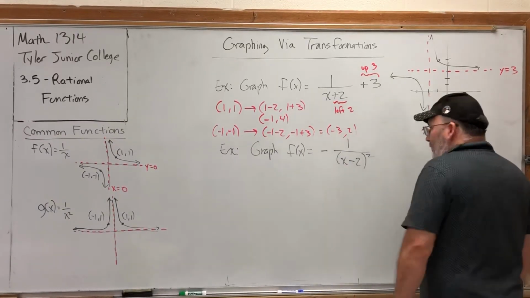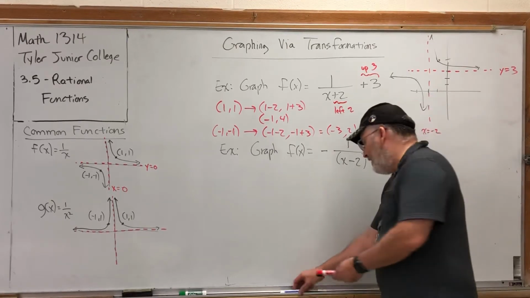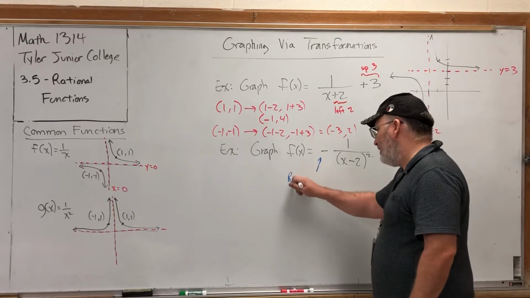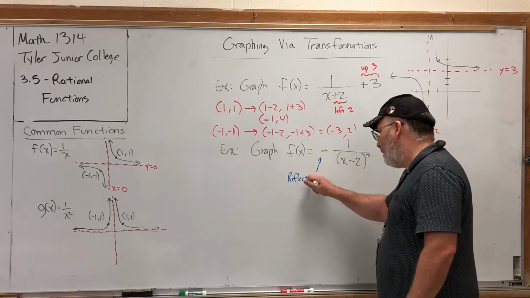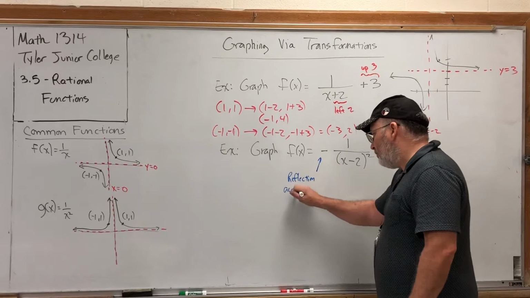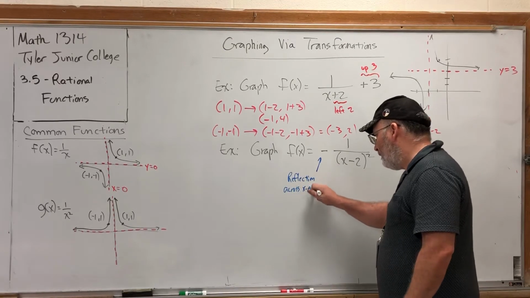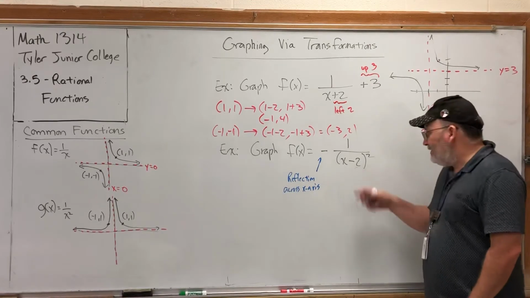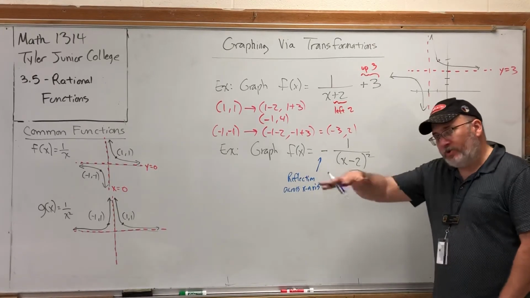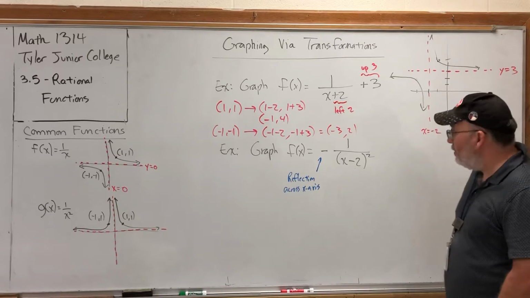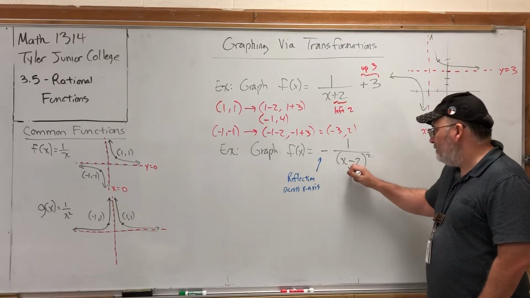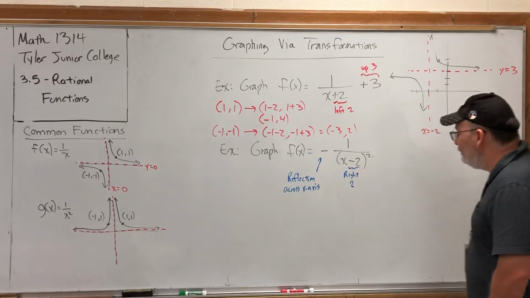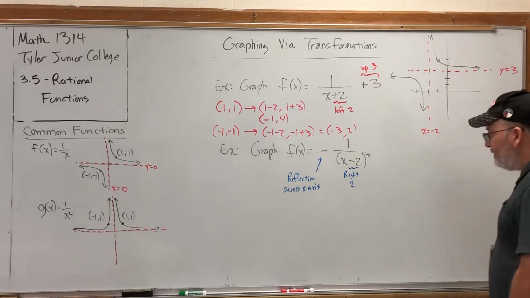What does the negative in front invoke? A negative in front of the function invokes a reflection across the x-axis. A reflection across the x-axis. Excuse me. And subtracting a 2 from the x invokes a horizontal translation, but the opposite of what you expect. So this minus 2 actually moves the graph to the right 2. This time, let's see if we can just draw it.